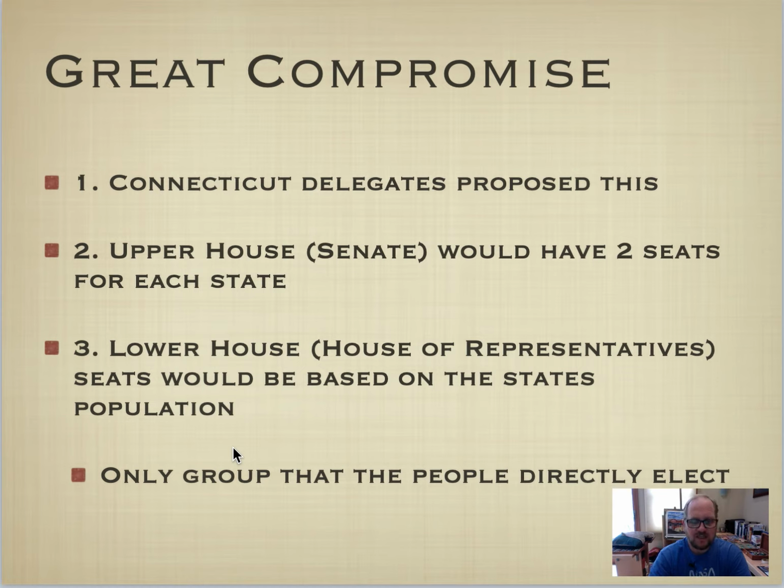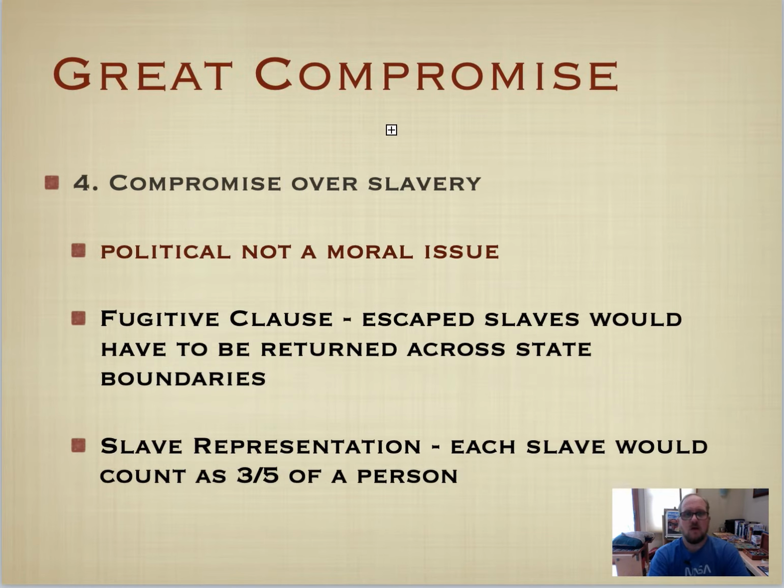So this was to basically protect America, the democracy, the government from the masses of the people. Also in the Great Compromise, they dealt with an issue of slavery. They created the Fugitives Clause, by which escaped slaves would have to be returned across state boundaries. They also created the Three-Fifths Compromise, which would allow for 3/5 of a slave to be counted as a person.